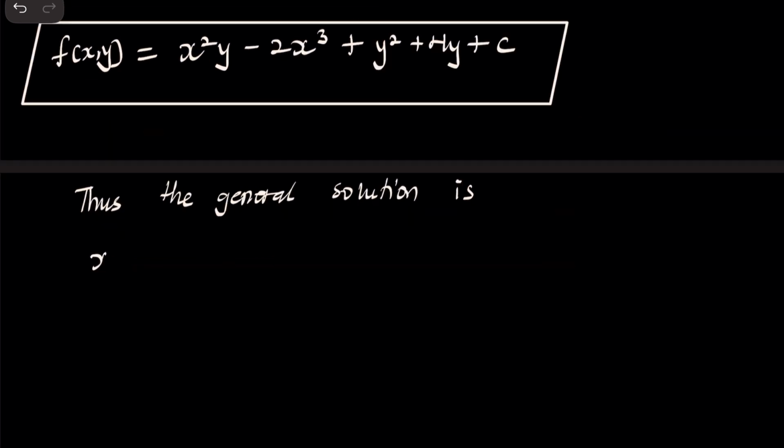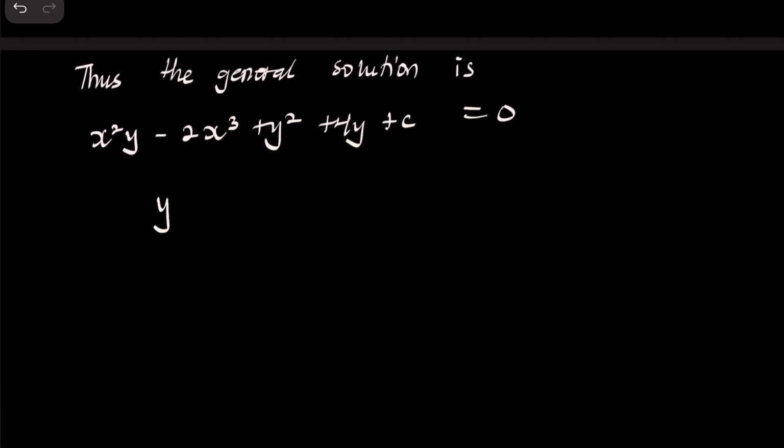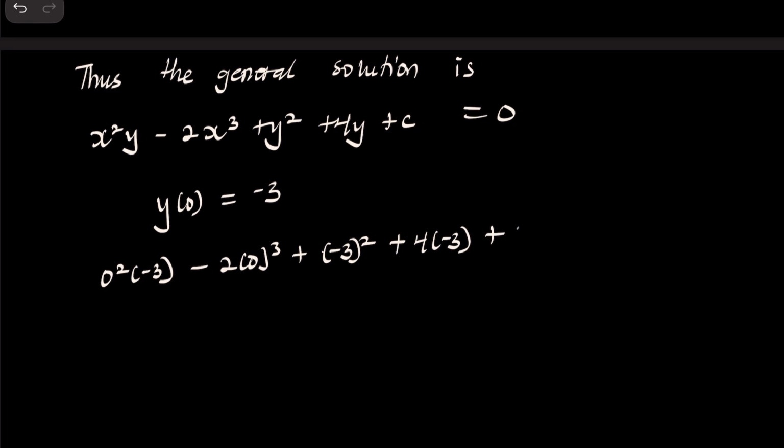Thus, the general solution is x squared y minus 2x cubed plus y squared plus 4y plus c is equal to 0. From the initial condition, we have y of 0 to be equal to minus 3. Thus, we are going to have 0 squared times minus 3 minus 2 times 0 cubed plus minus 3 squared plus 4 times minus 3 plus c is equal to 0. And so you're going to have 9 minus 12 plus c is equal to 0. Thus c is equal to 3.